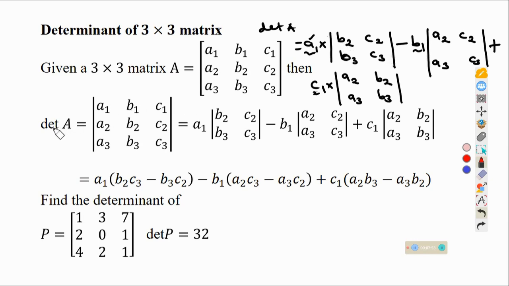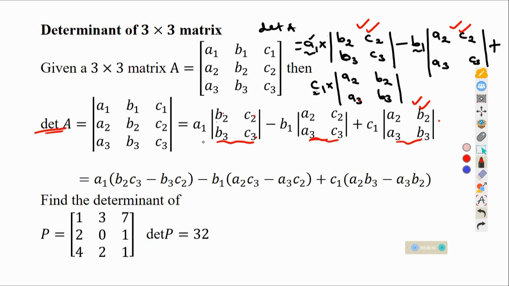So we are saying that the determinant of this is the same as A1 times this, which is the same as what we have done here, then minus B1 times this, which is the same as what we have done here, then plus C1 times this, which is the same as what we have done here. So when you get A1 times the determinant of this, minus B1 times the determinant of this, plus C1 times the determinant of this, what you get is the determinant of this matrix A. So we know the determinant of this is the same as B2 times C3 minus B3 times C2. So that is what we have here.